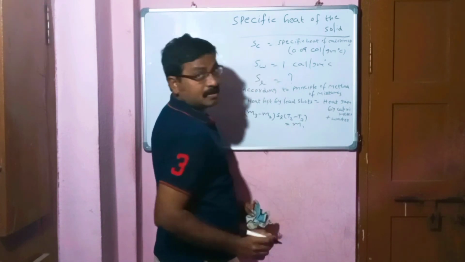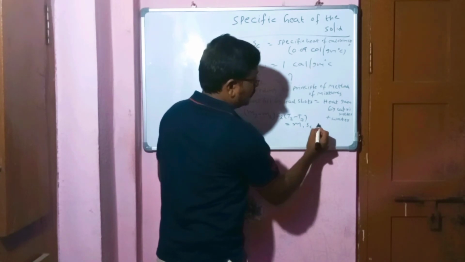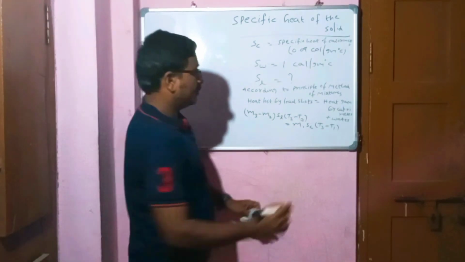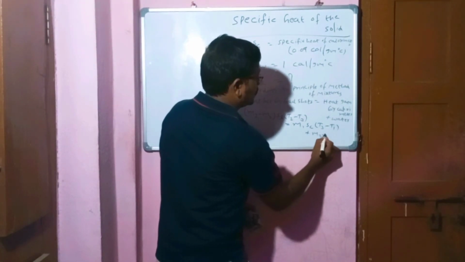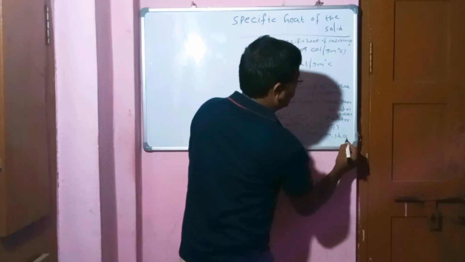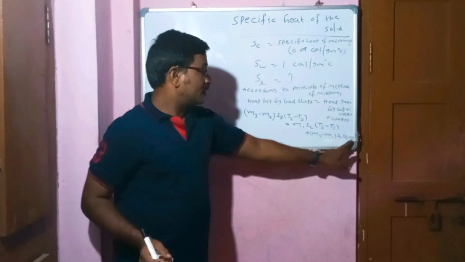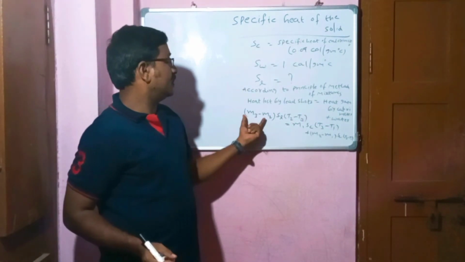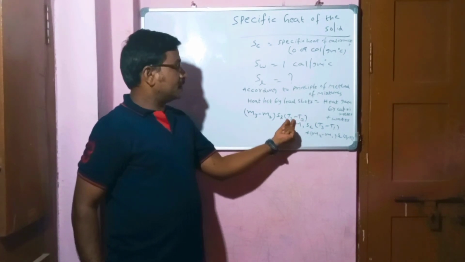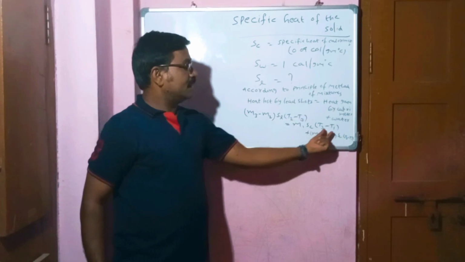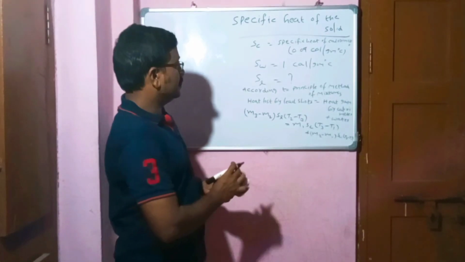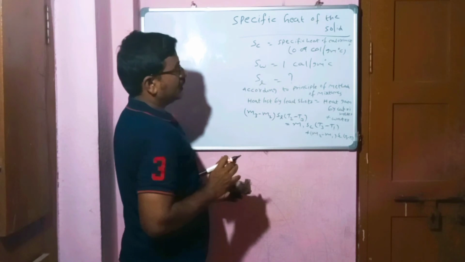Calorimeter mass is M1, into SC, into final temperature T3 minus T1 room temperature, plus M2 minus M1 into SW into T3 minus T1. Here also, final temperature minus initial temperature. So mass of the lead shards M3 minus M2, specific heat of the lead shards, temperature of the lead shards minus final temperature, equals M1 SC T3 minus T1 plus M2 minus M1 into SW T3 minus T1. So this is the formula.